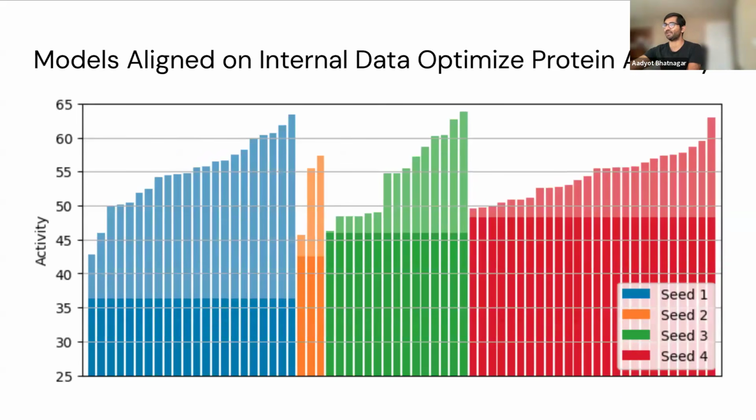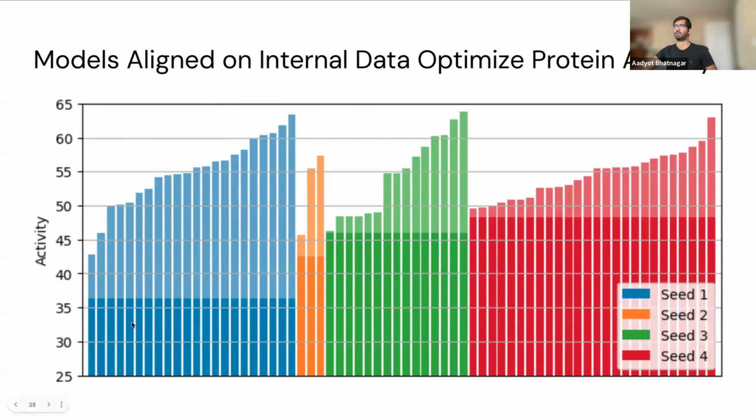And then finally, this is some relatively recent internal data that we got. I do have to anonymize it, but here we have some models that we aligned on internal data that we gathered over the past 2 years. It was a few hundred different proteins measuring their activity. And so we aligned our models on that data.